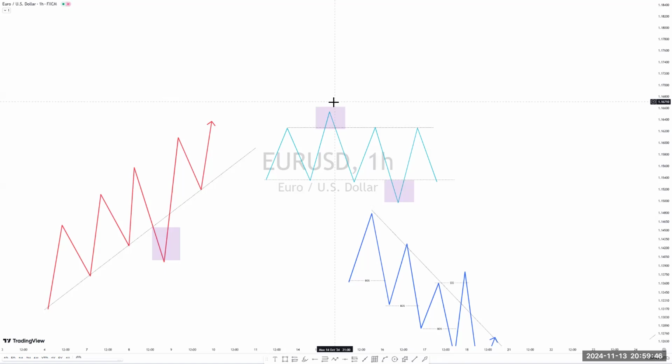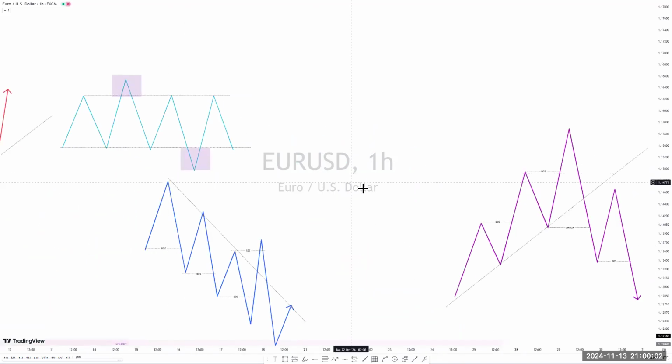So do you understand the concept of market structure when it comes to break of structure, change of character, liquidity sweep? I understand. All right, so you may ask your question.